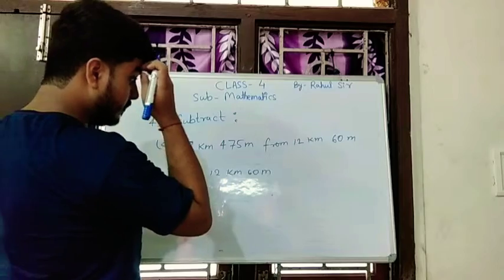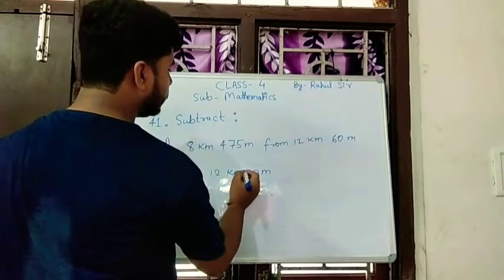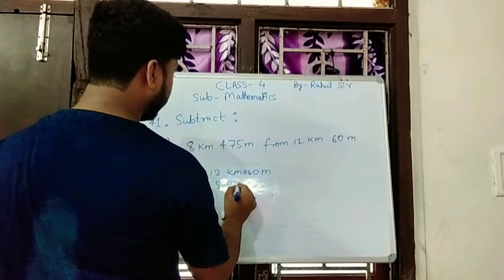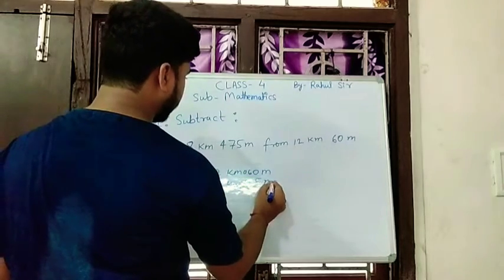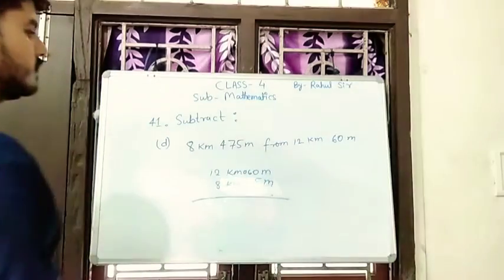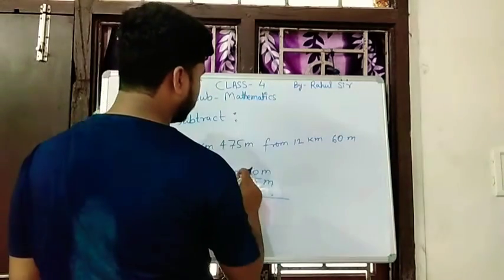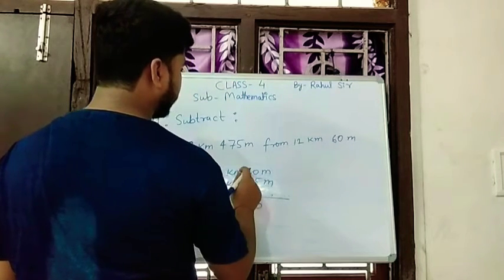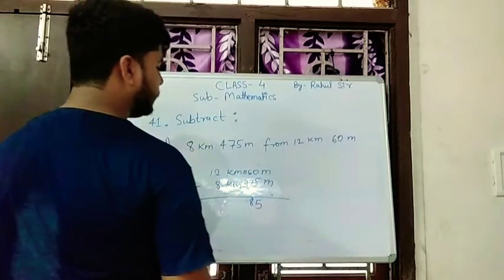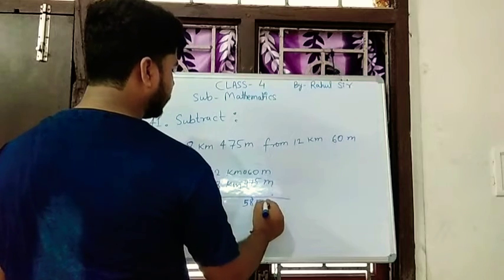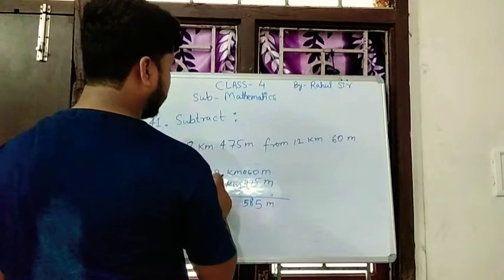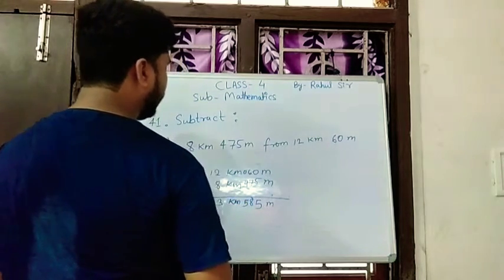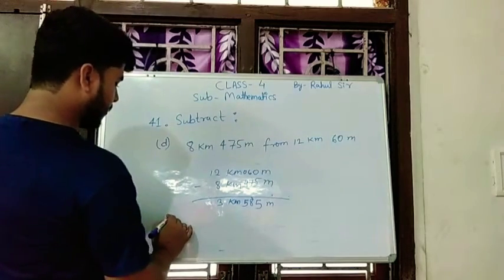So my dear student, okay, 8 kilometer 475 meter minus... 10 minus 5 equal to 5. 15 minus 7 equal to 8. How much is left? 9 minus 4 equal to 5 meter. And here how much is there? 1. 11 minus 8 equal to 3. We will check once, okay?